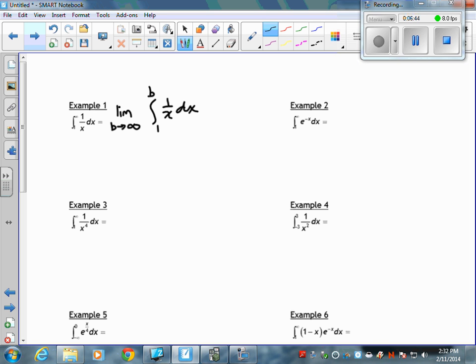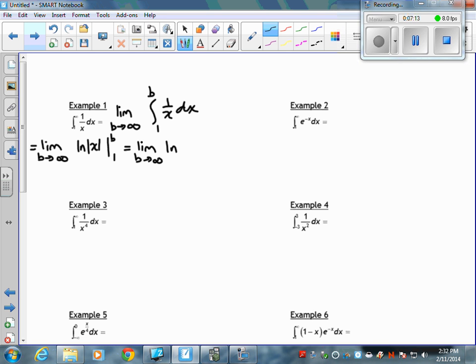So basically what that allows us to do is evaluate this integral, find the antiderivative, plug in our bounds, then take the limit. So from here, I need to bring my little limit notation along. I'm still taking the limit as b approaches infinity. And I know the integral of 1 over x dx is the natural log of the absolute value of x. My bounds are from 1 to b. At this point, I can plug in my bounds. I'm still taking the limit.